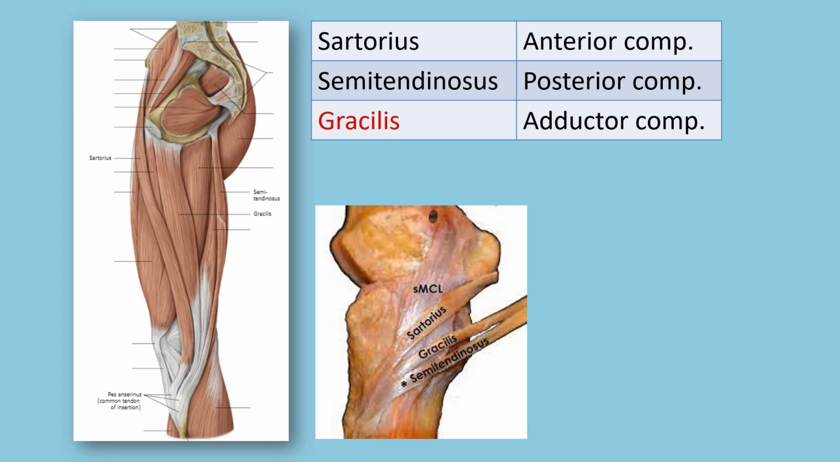These are balancing or acting like guy ropes during walking or standing positions. These muscles are also called muscles of guy rope. Gracilis is part of it.